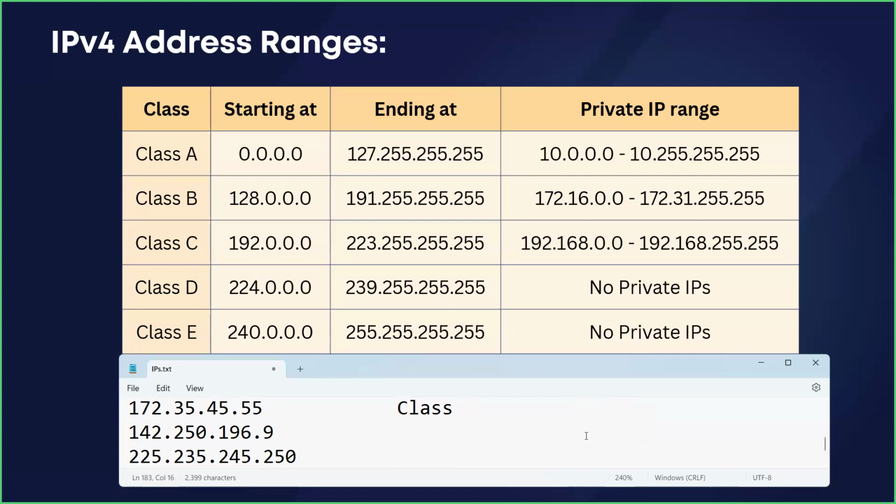Next number, 172, 35, 45, 55. It is a class B. Yeah, it is class B. Perfect. Yeah, it's a public. Public. Right. Next one.